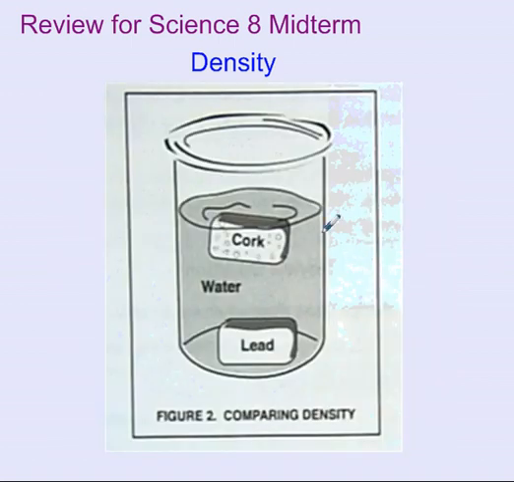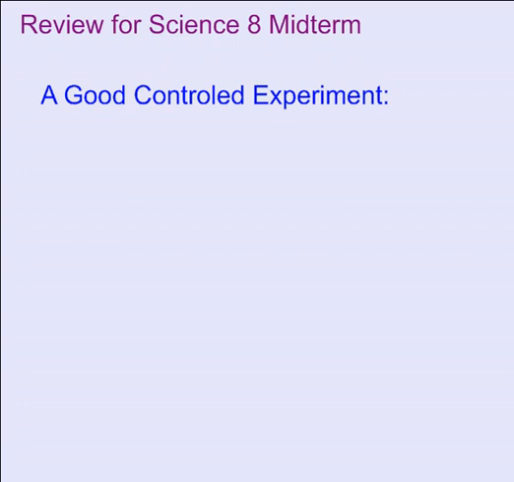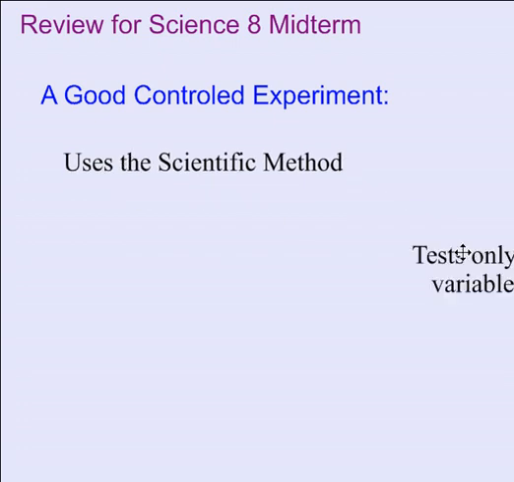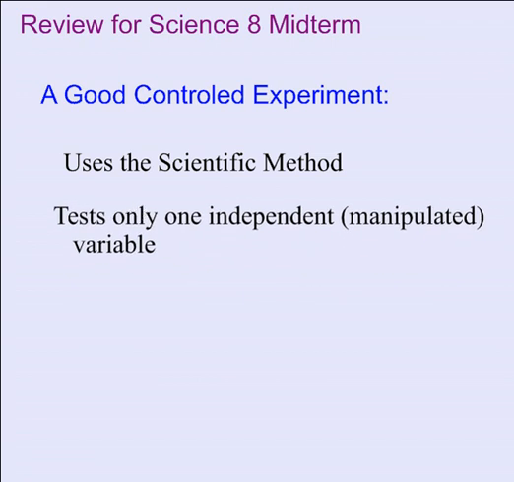Another thing that you should remember about density is things that are less dense than water will float, things that are more dense than water will sink. Okay, when doing a good controlled experiment, we're going to use the scientific method. A good controlled experiment tests only one thing at a time, one independent or manipulated variable.